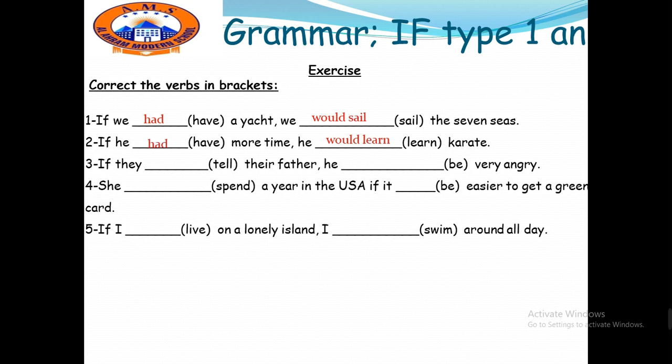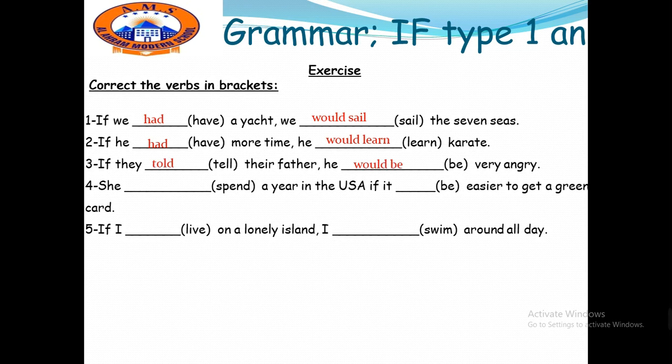If they tell their father, he be very angry. Okay, let's remember. Tell, I want to put it in the past simple, so it will be told. Very good. If they told their father, he would be very angry. Very good.